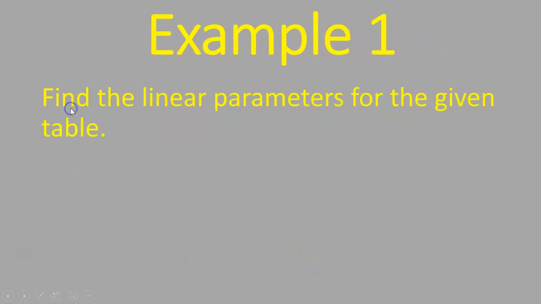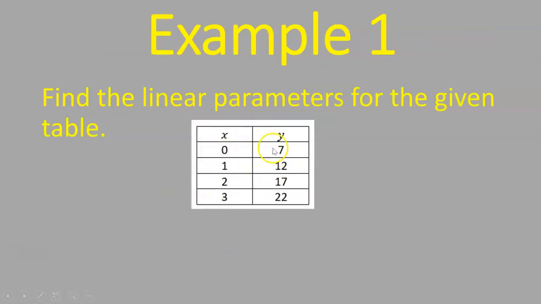Okay, so here are some examples. Find the linear parameters for the given table. We know it's linear because you're going up by the same amount each time. What you're going up by is what we call the slope. Here you can tell easily that you're going up by 5. That's your m value. And your y-intercept is what you start with.